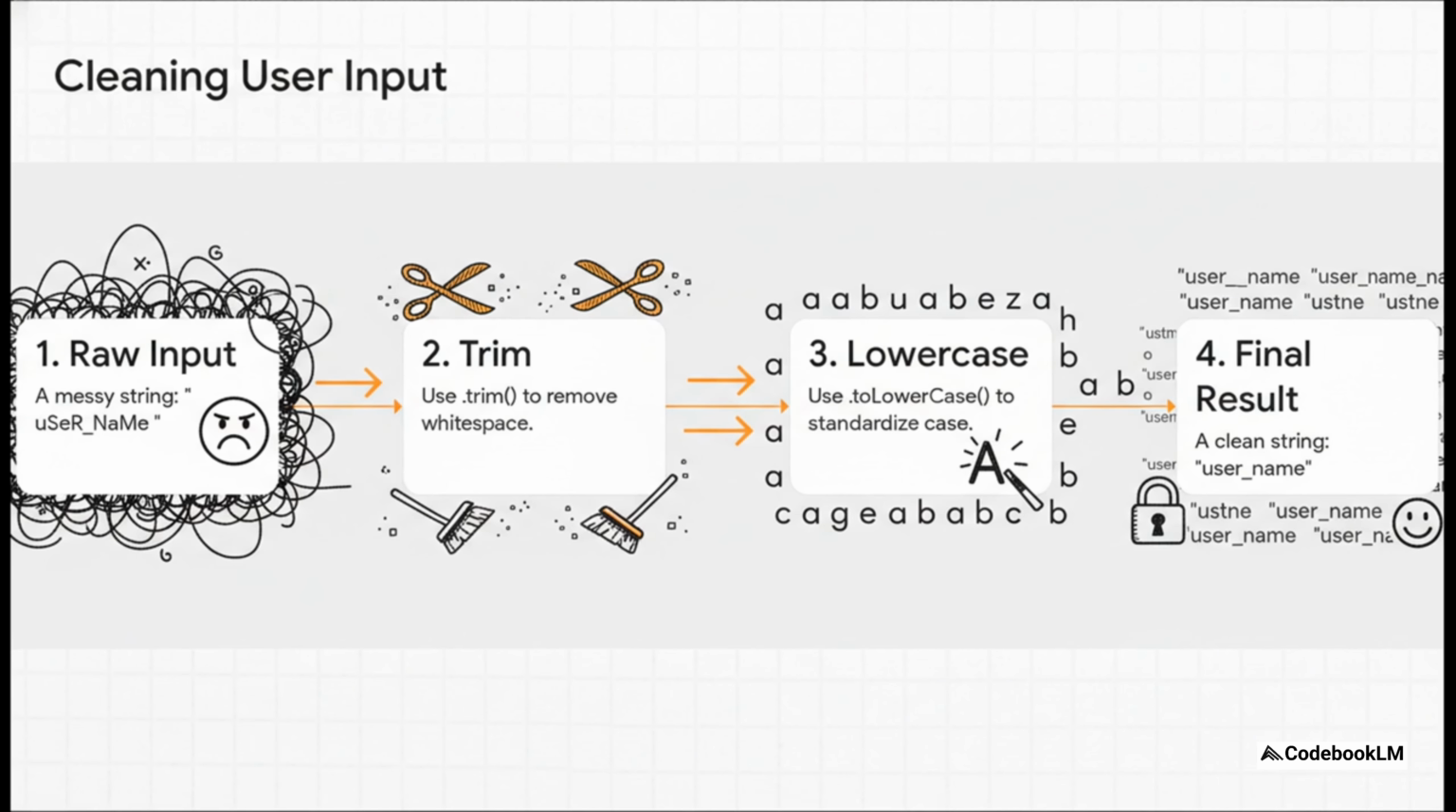First, we call .trim to just shave off all that extra white space. Then, on that new trimmed string, we call .toLowerCase to make the case all uniform. And just like that, you've turned that messy input into a clean, predictable username, user_name. That's called method chaining, and it lets you do some really powerful transformations in just one line of code.